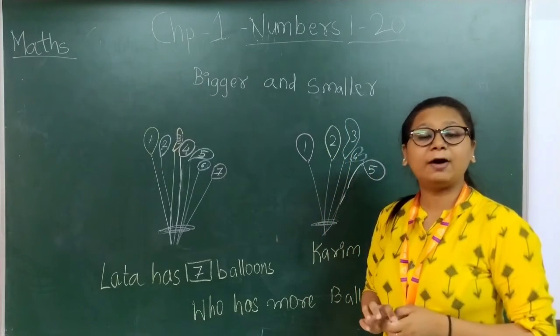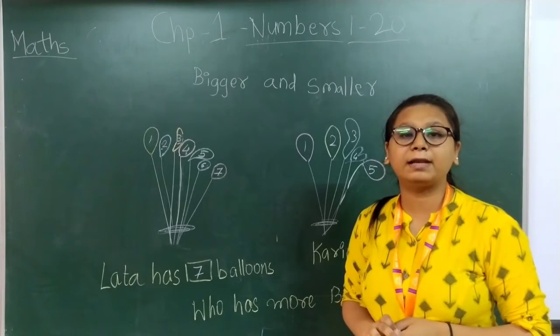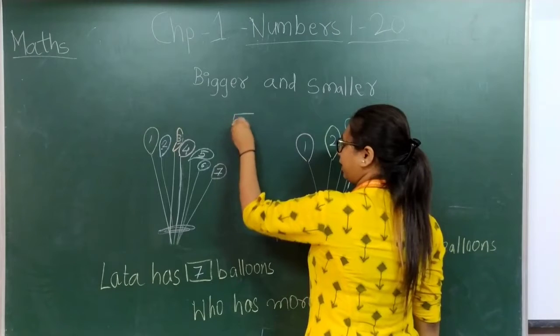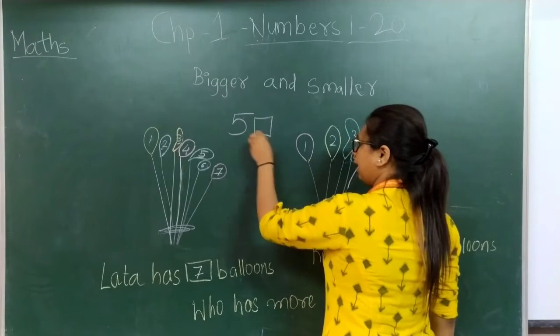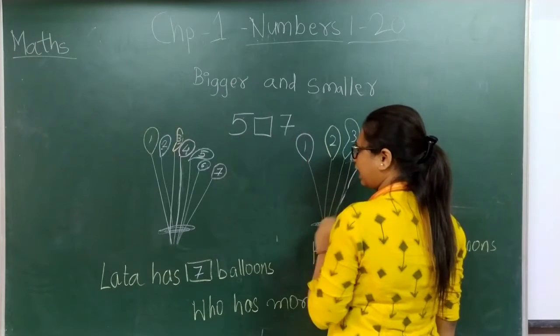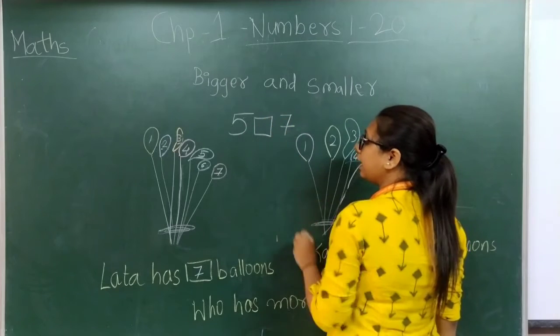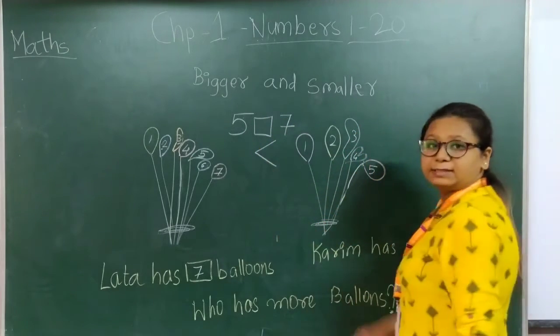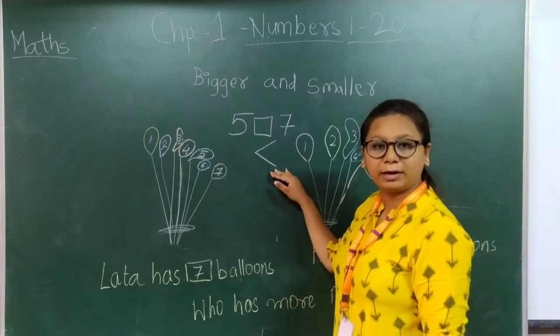Now students, how do we indicate a bigger number and a smaller number? See, like I will give you an example. We write 5 over here and 7 over here. Okay. So now 7 is greater than 5. So the mouth opens over here. Okay. This is the sign of bigger and smaller numbers.